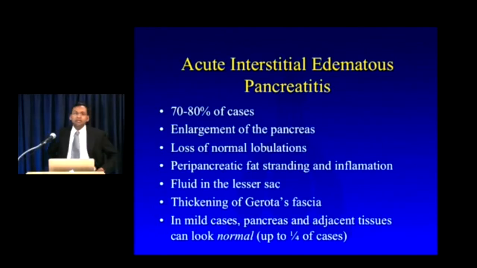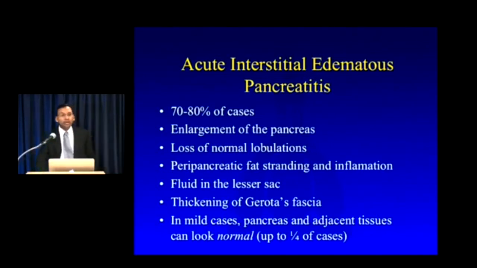Now, interstitial edematous pancreatitis accounts for somewhere in the order of about 3/4 of all cases. These patients, by definition, have a normally enhancing pancreas, so there is no evidence of underlying necrosis. And so to make this diagnosis with confidence, you have to have an IV contrast scan, right? You can't tell whether or not the pancreas is enhancing normally if you don't give intravenous contrast.